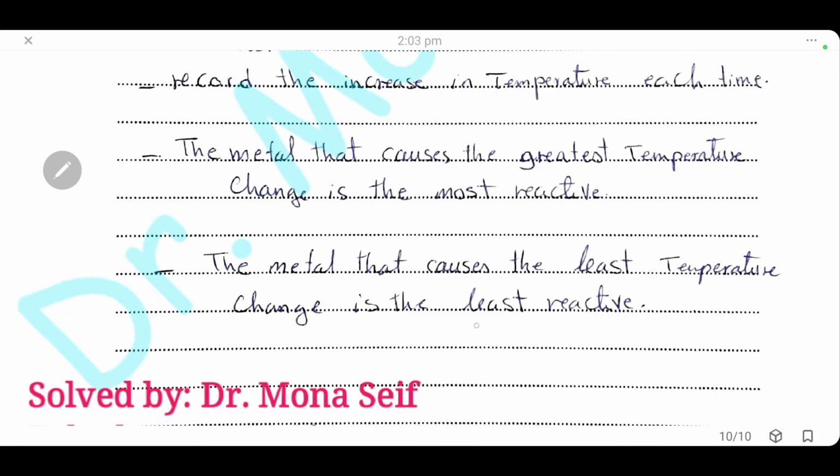Of course, the metal that will give an intermediate change in temperature will be in the middle. That's how we can order the metals according to their reactivity.